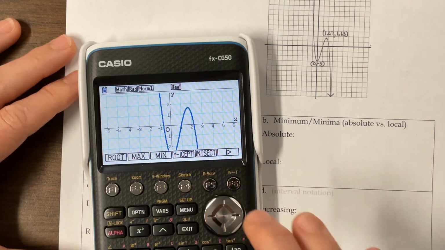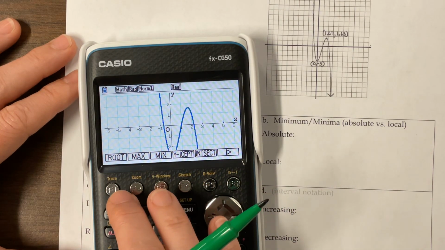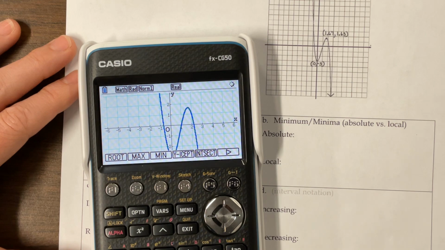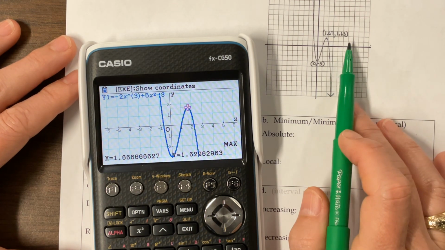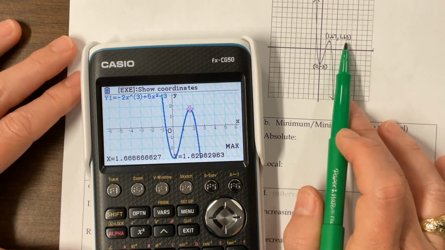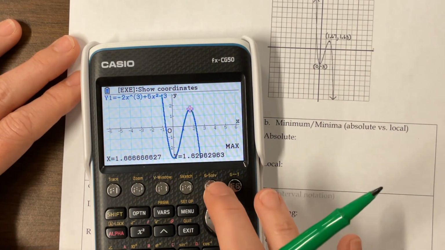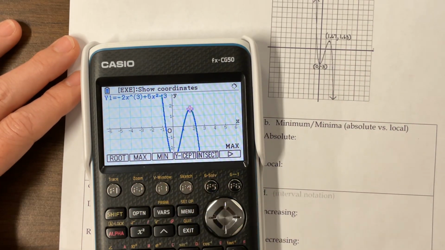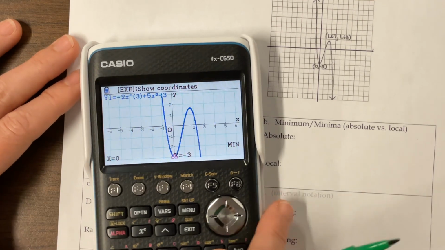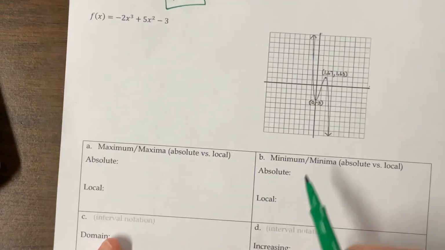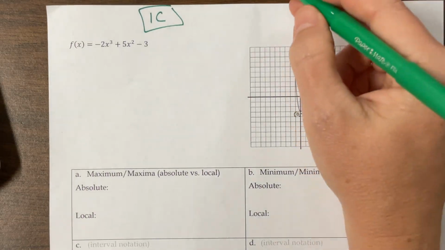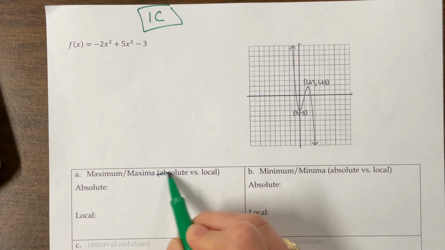Notice on this, I can go G-Solve. Let's find the max. Whoever did this wrote it nicely, they rounded. And then we can do G-Solve and find the minimum. That's going to give us 0, -3 right there. Okay, that's good. So maximum, do we have an absolute? Notice on this graph, we keep going up to positive infinity, so we do not have an absolute maximum.